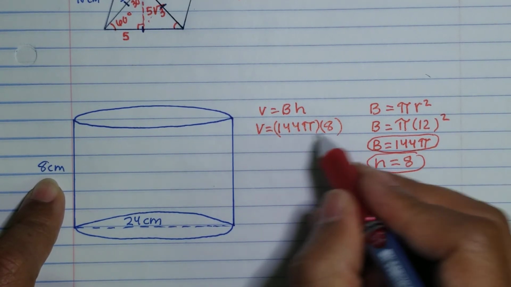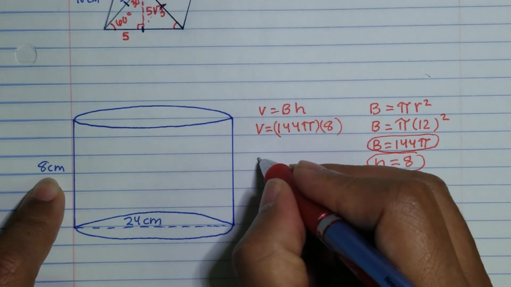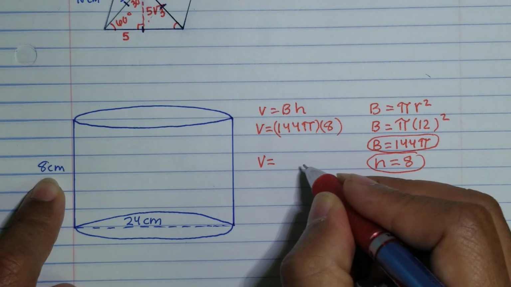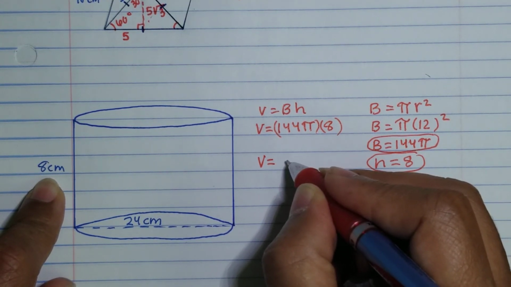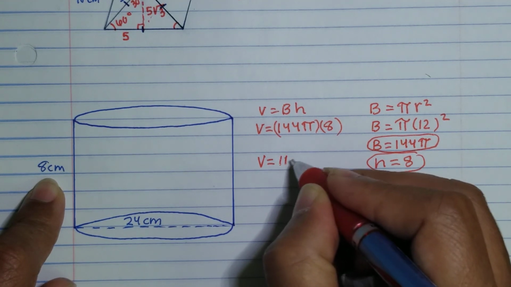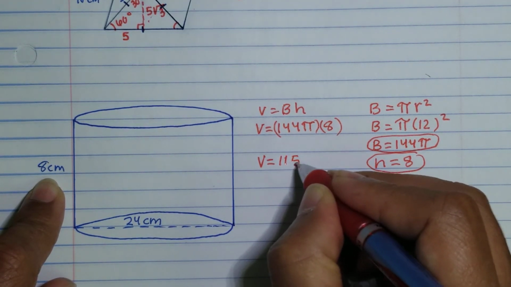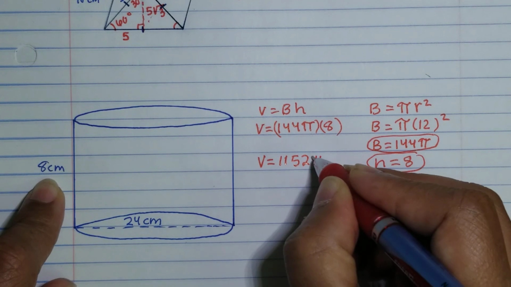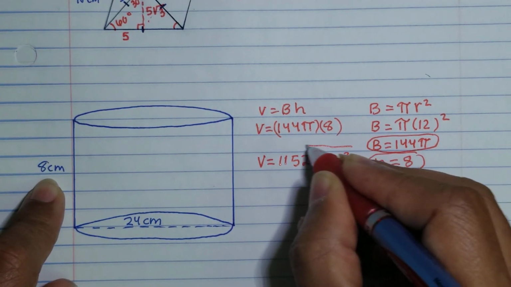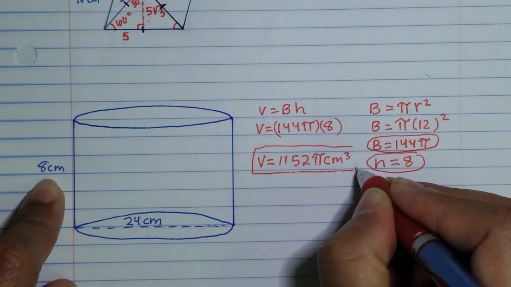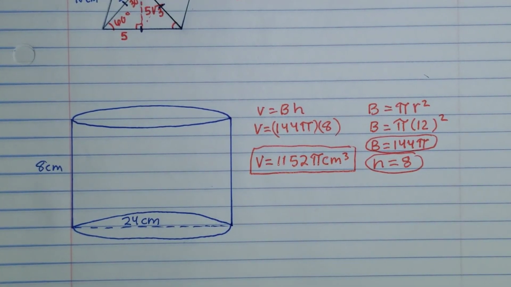When you multiply these two values, the volume is equal to, and I'm going to leave my answer in terms of pi, which means I'm not going to compute pi, 1,152 pi centimeters cubed. And there is the answer to this problem.